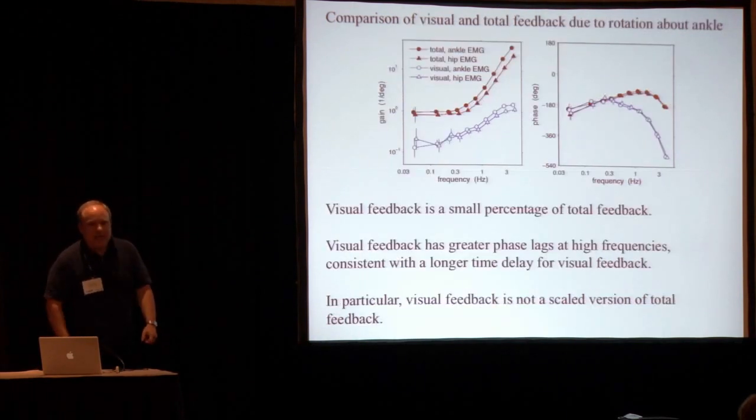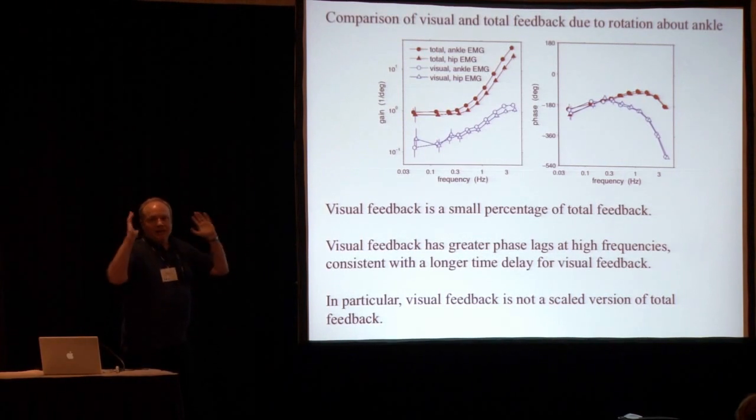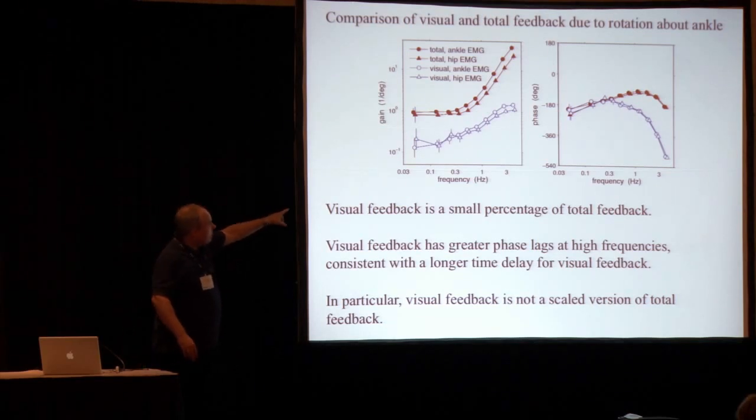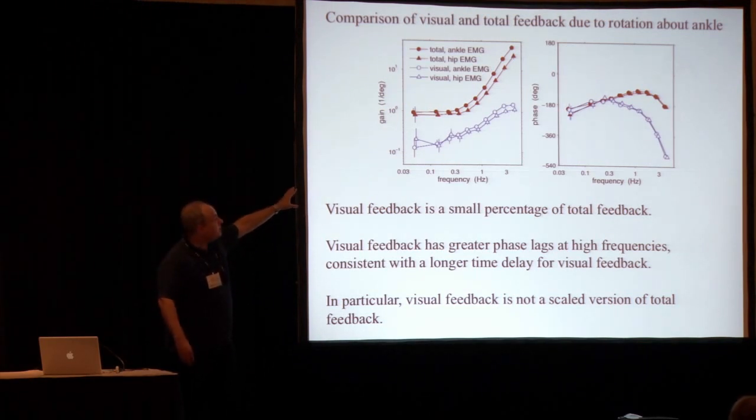The other thing you can look at is how visual feedback compares to overall feedback. So here, red is the overall feedback you would expect if you rotate all your references about the angles. In other words, it's what you would expect if the human only relied on vision. The open symbols are what we just identified as the visual effect of the perturbation. The first thing you can see is that vision only accounts for a small percentage of feedback. It's about 10% in this example.